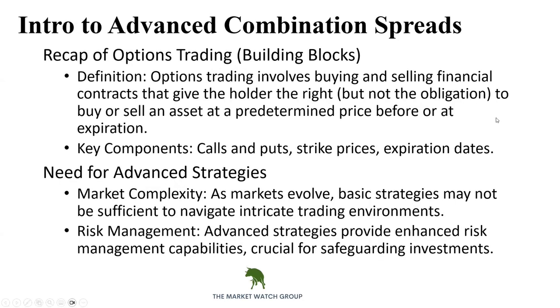Let's hit it. Intro to advanced combination spreads. This is 3-legged and 4-legged spreads. So we kind of did this already, a quick recap of options trading, our building blocks. But we know that with options, there's always buying and selling that give the holders the right, but not the obligation, to buy or sell. We know that the sellers are obligated. It creates the system around exercising and random assignment.